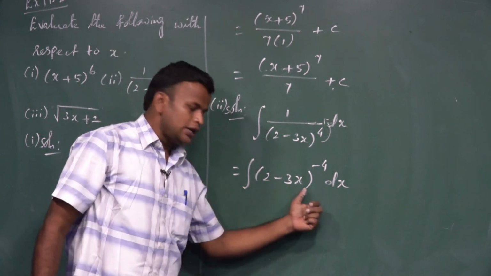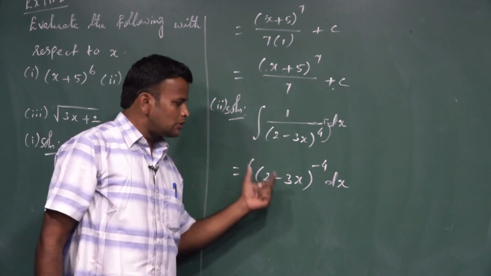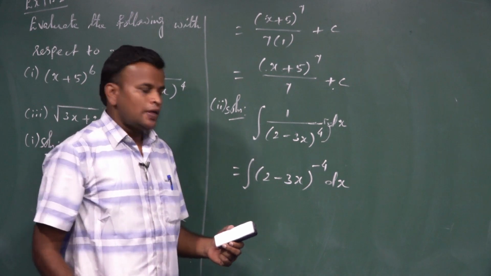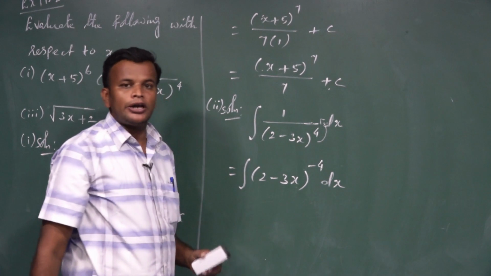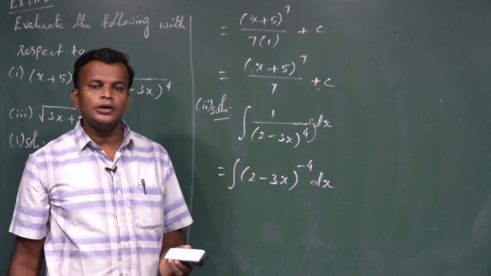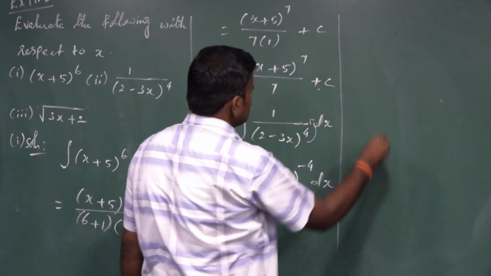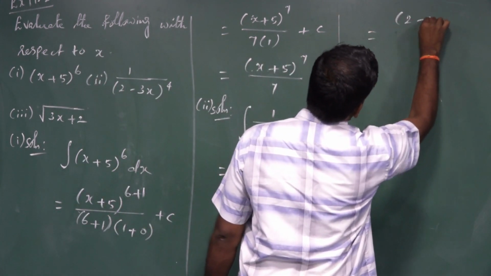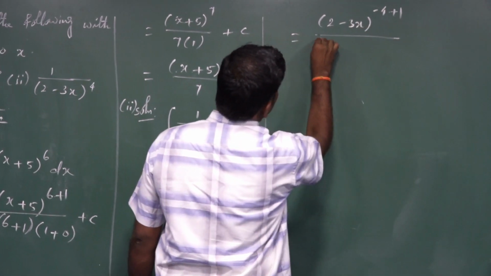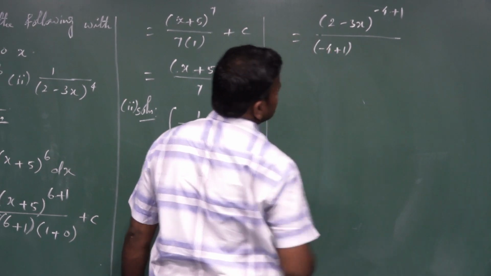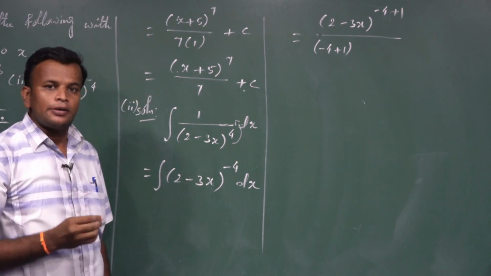But the base is not only x, it is 2 minus 3x, a composite function. So first we use the basic formula of x power n. The value of x is here 2 minus 3x and the value of n is minus 4. So the x power n integration formula is x power n plus 1 by n plus 1. So (2 minus 3x) whole power minus 4 plus 1 divided by minus 4 plus 1. First of all I use the x power n plus 1 divided by n plus 1 formula.